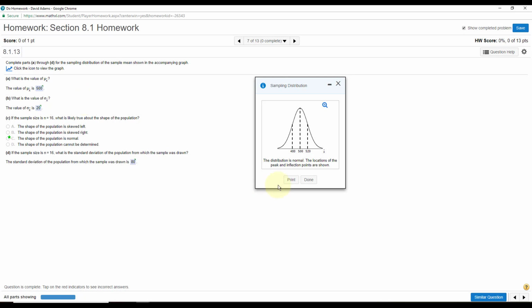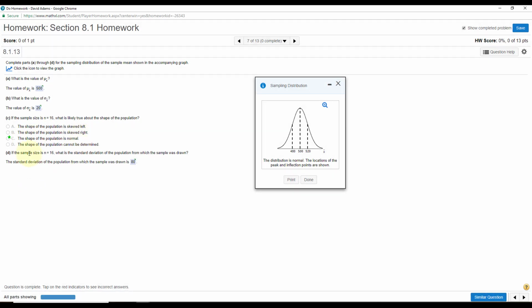Now, do you see how the distribution of the x bars is normal? Remember, we have two conditions. Either the parent population is normal to begin with, or we have a sample size that's greater than or equal to 30. Here, if we already have a normal distribution for the x bars when the sample size is less than 30, then the parent population must be normal.